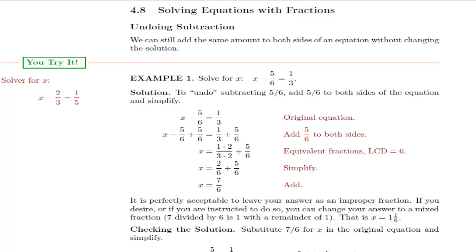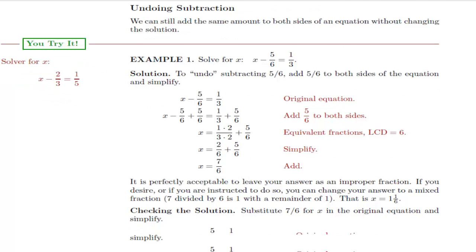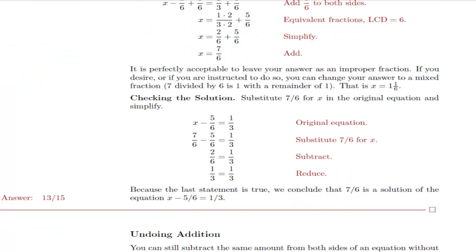It is perfectly acceptable to leave your answer as an improper fraction, if you desire, or if you are instructed to do so, you can change your answer to a mixed fraction. 7 divided by 6 is 1 with a remainder of 1, that is x equals 1 and 1/6. Checking the solution. Substitute 7/6 for x in the original equation and simplify. So we get 7/6 minus 5/6 equals 1/3, and 7/6 minus 5/6 is 2/6, and 2/6 reduced is 1/3. Because the last statement is true, we conclude that 7/6 is the solution of the equation x minus 5/6 equals 1/3.